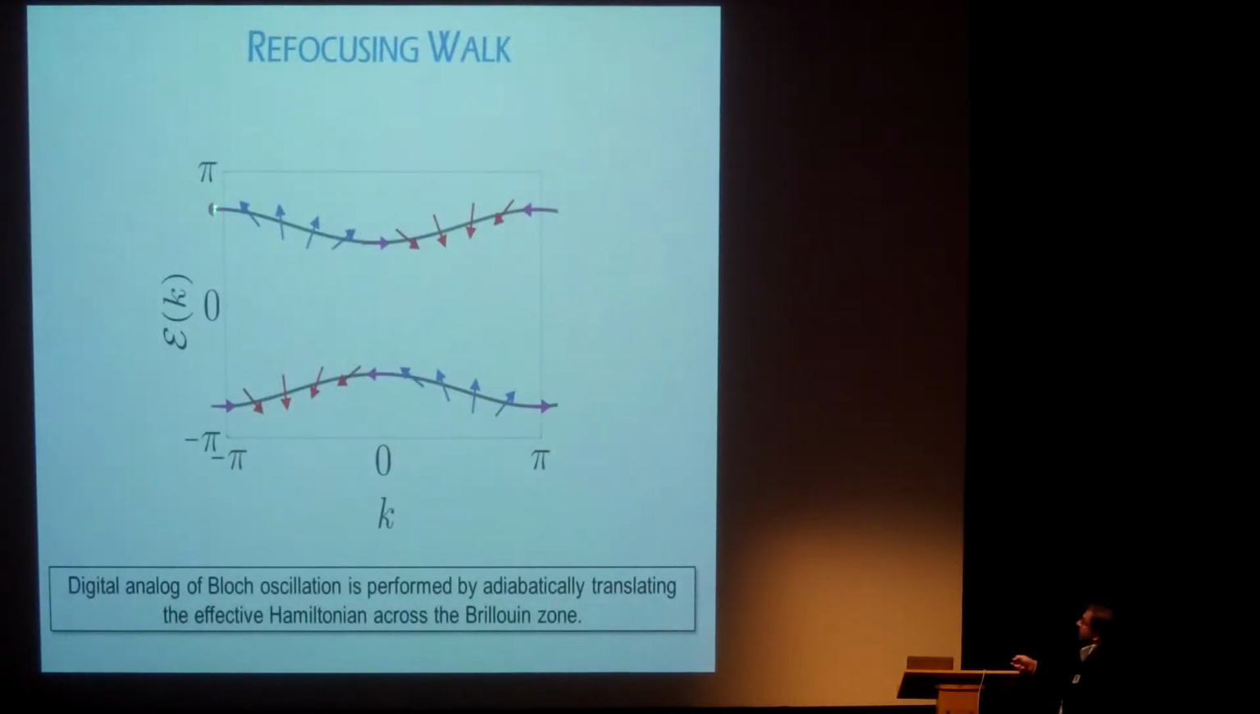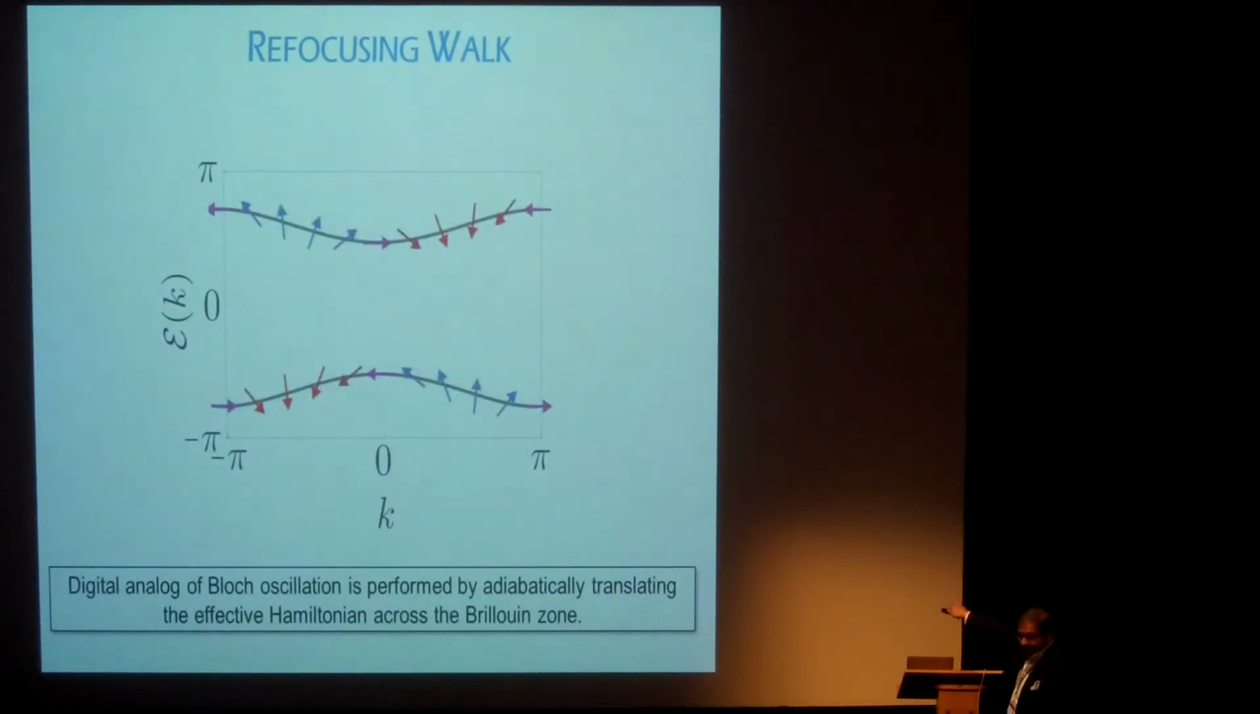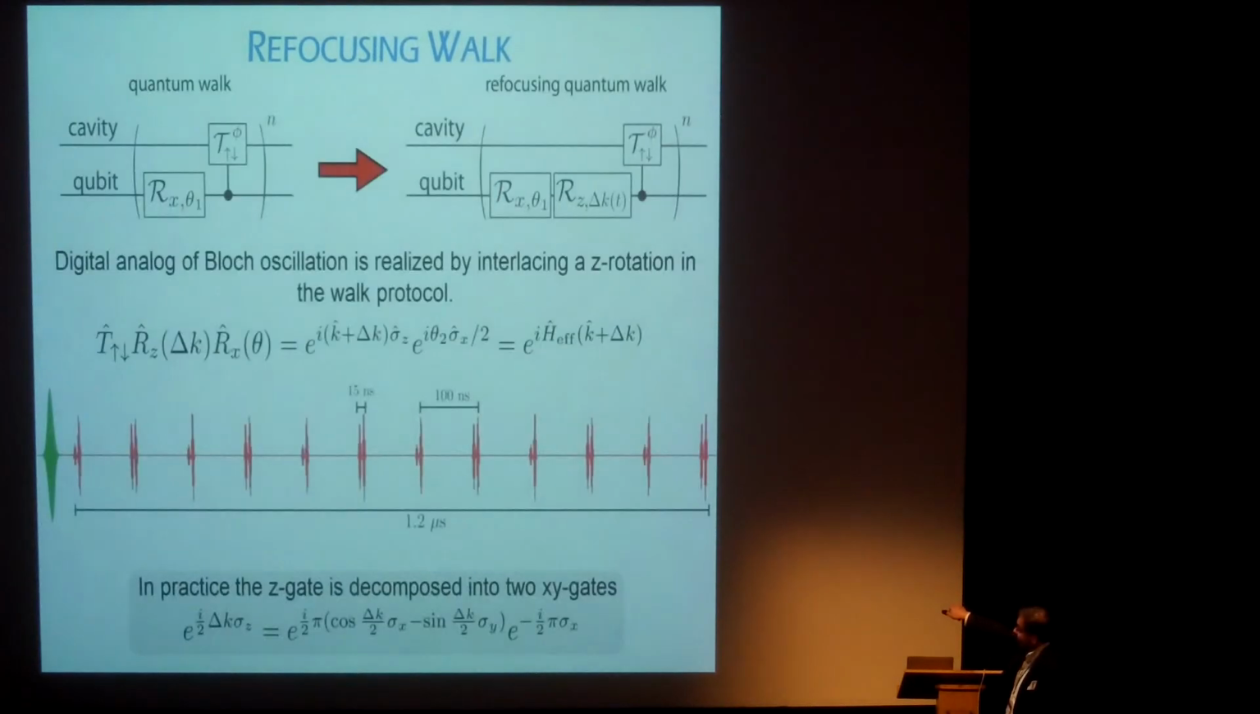So the challenge now, then, is how do I figure out this phase which is accumulated across the texture? In our system, we're going to perform the analog of a Bloch oscillation. We want to actually traverse this particular Brillouin zone and see what phase is accumulated. The way we do that is rather different than in the system that you've heard about this morning.